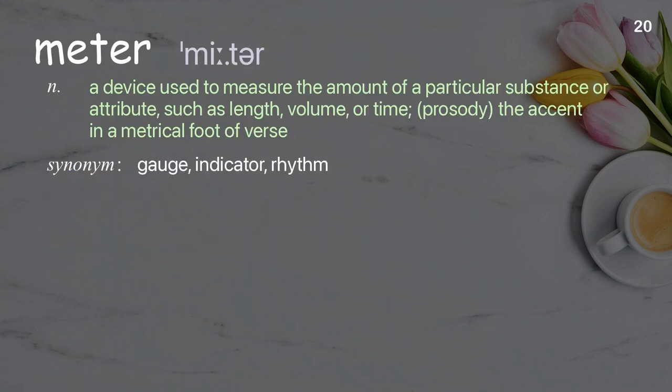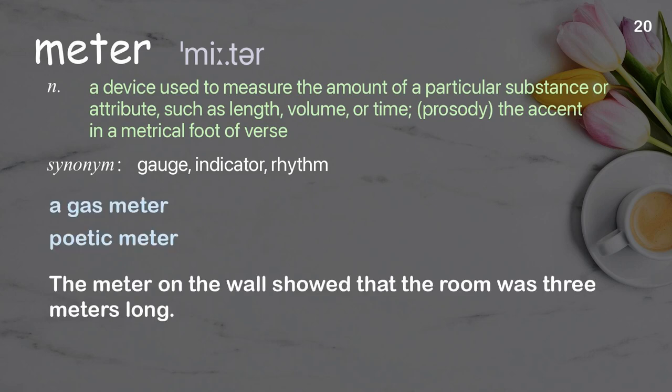Meter. A device used to measure the amount of a particular substance or attribute, such as length, volume, or time. Prosody, the accent in a metrical foot of verse. Examples. A gas meter. Poetic meter. The meter on the wall showed that the room was 3 meters long.